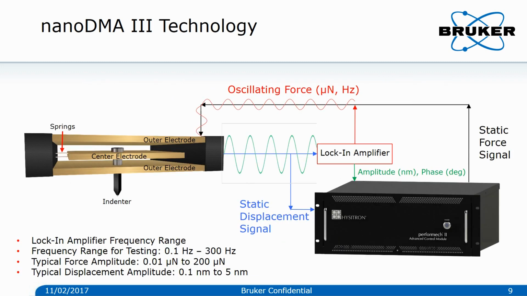Bruker's nanoDMA 3 technology utilizes a lock-in amplifier to analyze the oscillations of the tip. The dynamic experiment is driven by an oscillating force of a defined force level in micronewtons and a defined frequency. The displacement signal therefore also contains an oscillating displacement. This displacement is analyzed by the lock-in amplifier, and its amplitude and phase signal is determined with high accuracy.